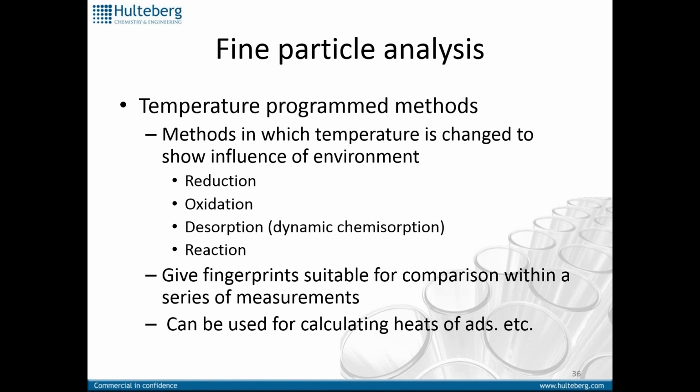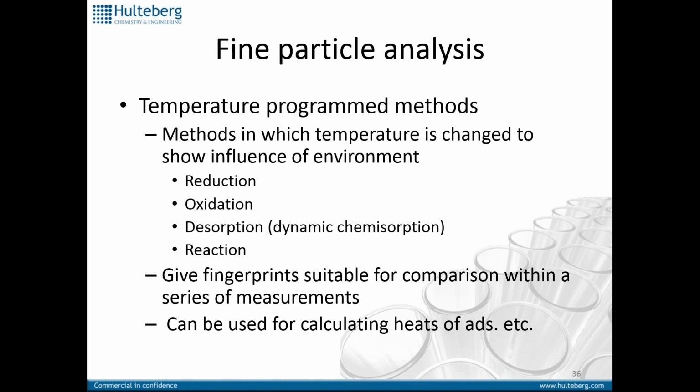We can look at, for instance, the reduction of different metals on a surface and what happens when we mix metals. We can show very nice synergistic effects. For instance, when you have a combination of nickel and molybdenum on a surface, we actually have about 100 degrees lower reduction temperature for the mixture than for either of the two individual metals.